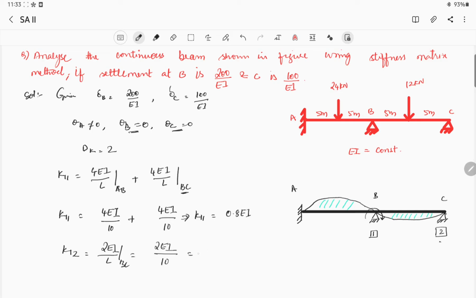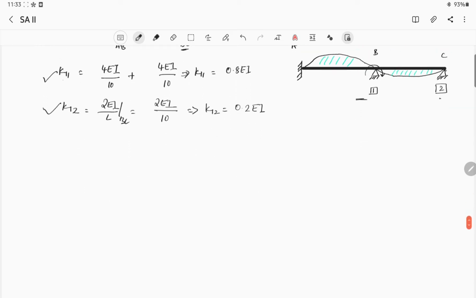0.2, right? 2 1s are 2, 5s are, so 0.2 EI. So K12, I'll write here, K12 is equal to 0.2 EI. Understood this one? So we got K11 and K12 from this figure. So why are we getting K11 and K12? Since we are rotating at node 1, that is why we are using K11 and K12. Okay. Next we will go for another node.